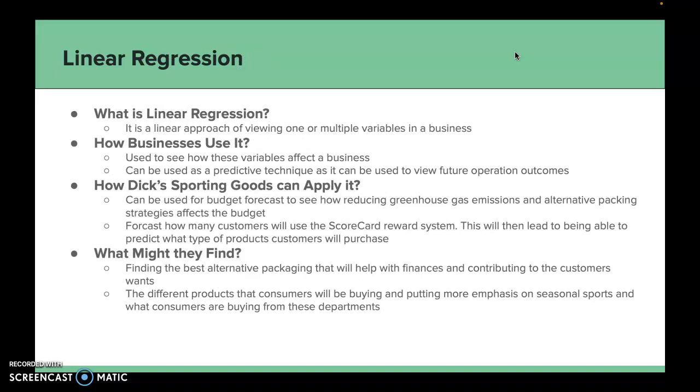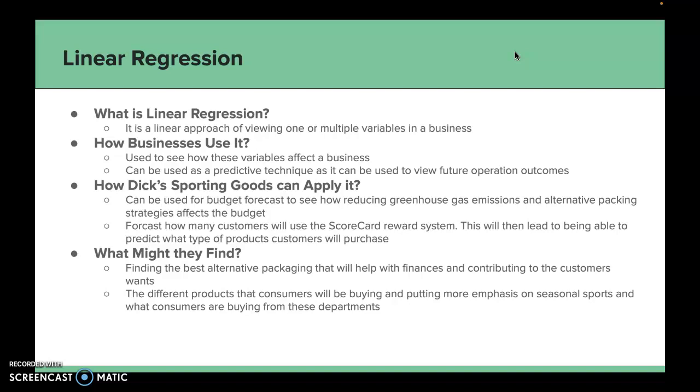So then looking at linear regression, this is the predictive business analytics technique. So what is it? It's a linear approach to viewing one or multiple variables in a business. So how can it be used? It's used to see how these variables affect a business as a whole. And it can be used as a predictive technique, like I said, as it can be used to view future operation outcomes.